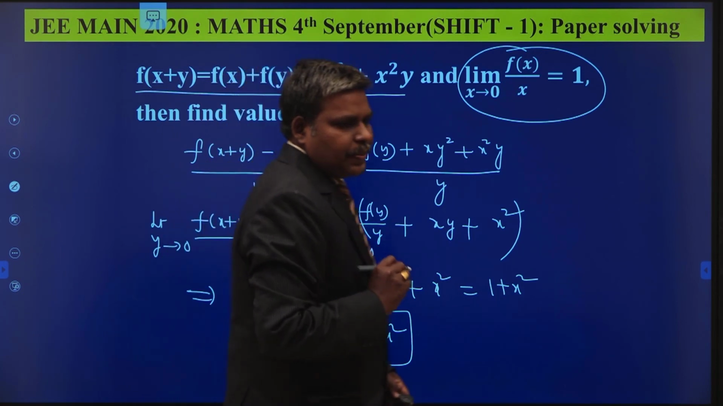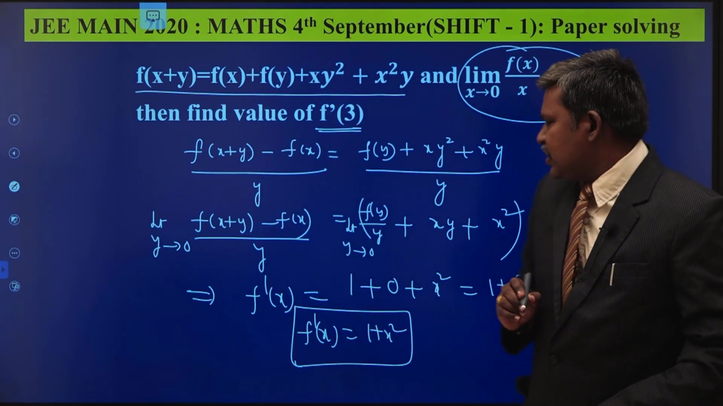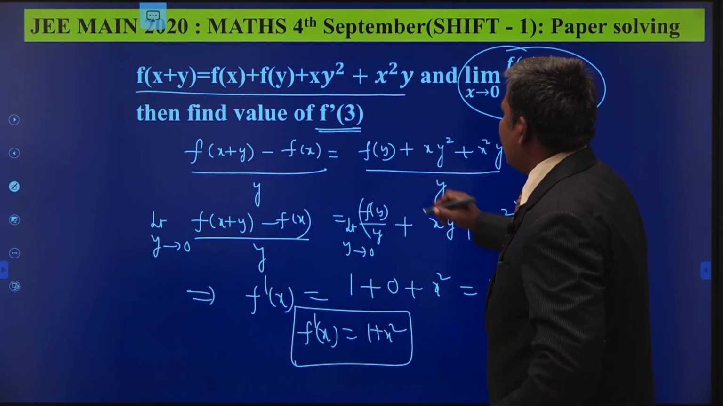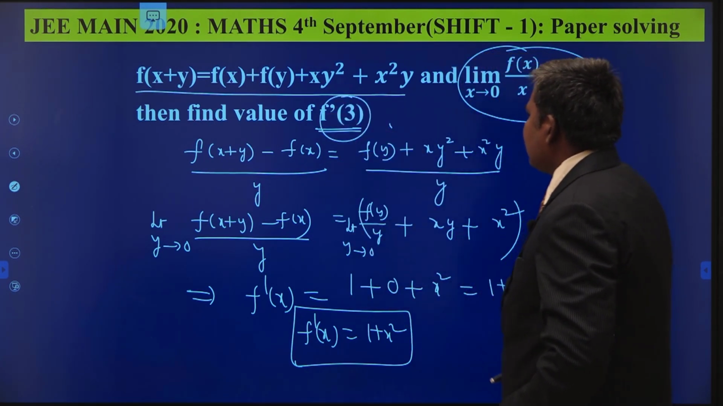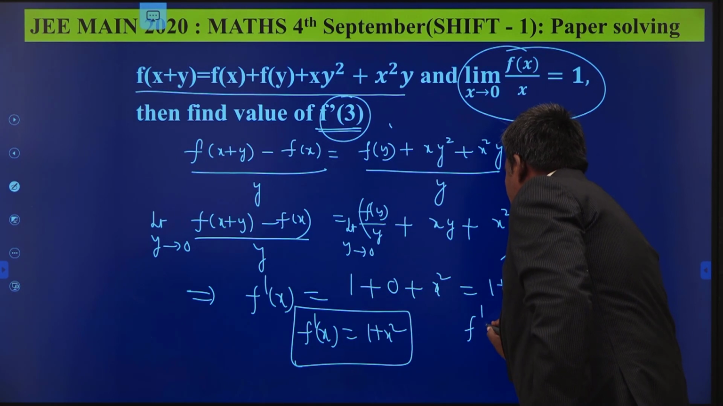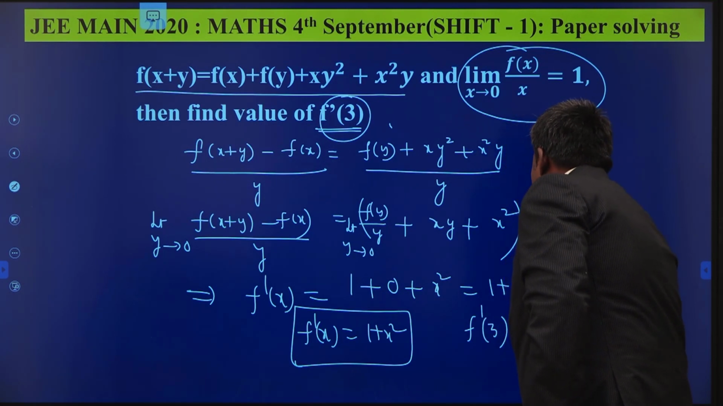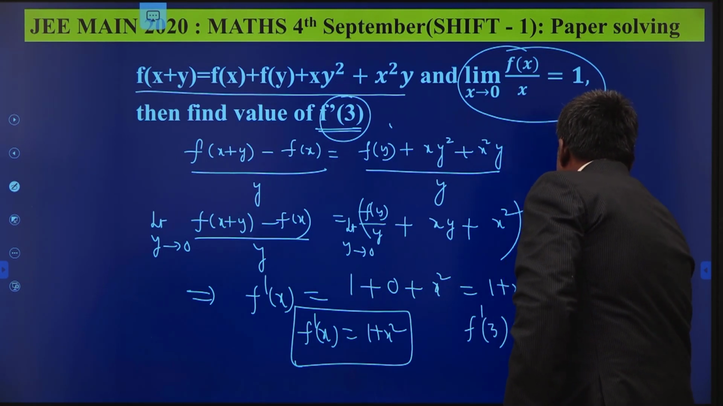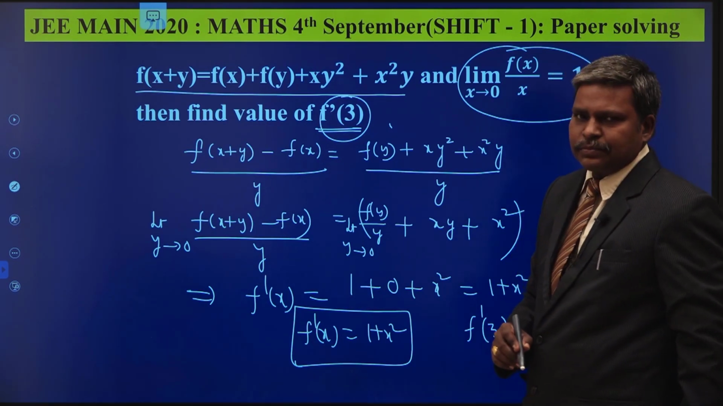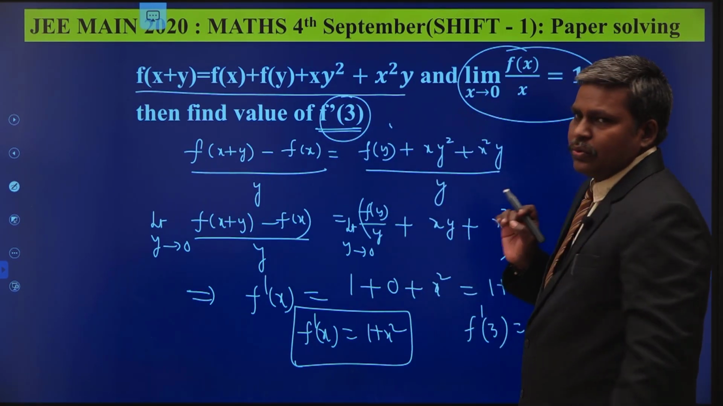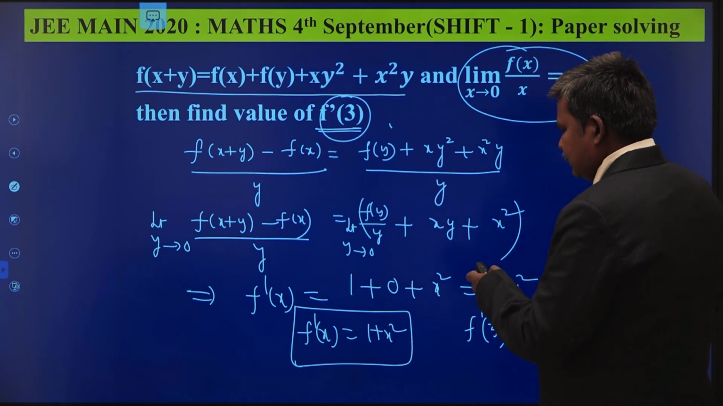This is the obtained relation. f'(x) is equal to 1 + x². What you have to find out? f'(3). So put x equal to 3. We obtain f'(3) = 1 + 3², 9 + 1, 10. So your answer is 10. In this manner, we can easily crack the problem.